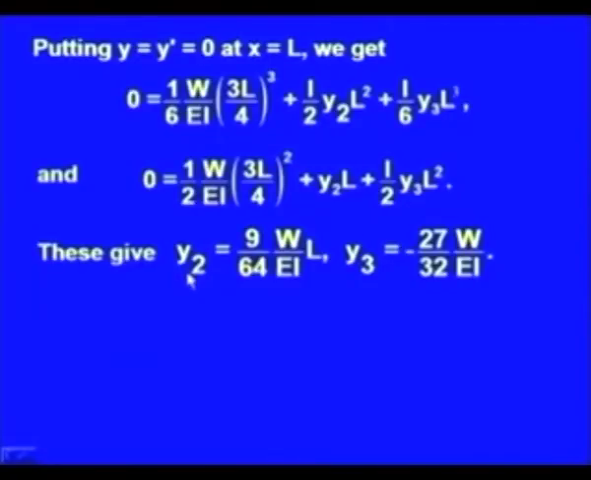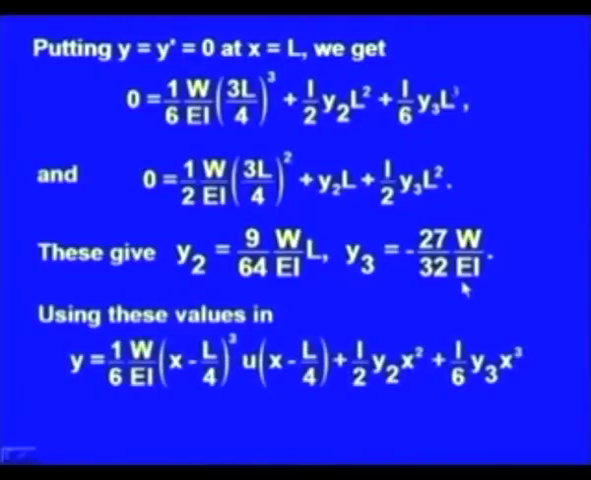They will give us the values of y2 as 9/64 into W/EI into L, and y3 as minus 27/32 into W over EI. Using these values in the equation for y, we will have the deflection at any time t and at a distance x given by this equation. This gives us the deflection at any point of the beam.